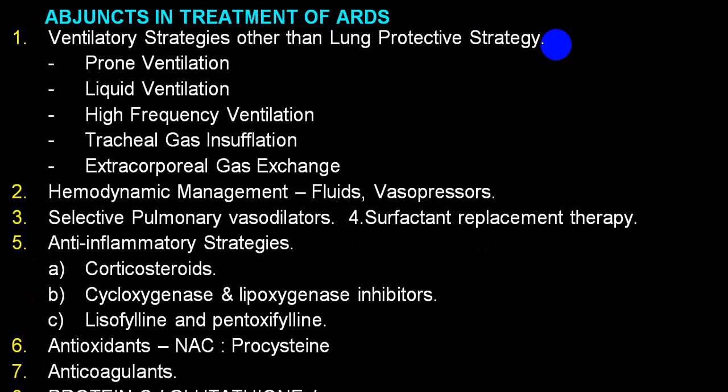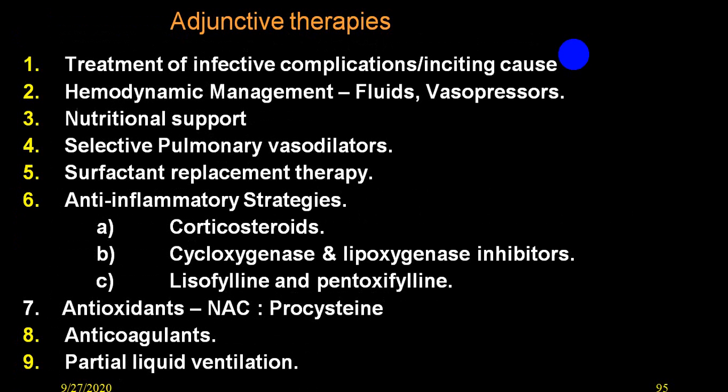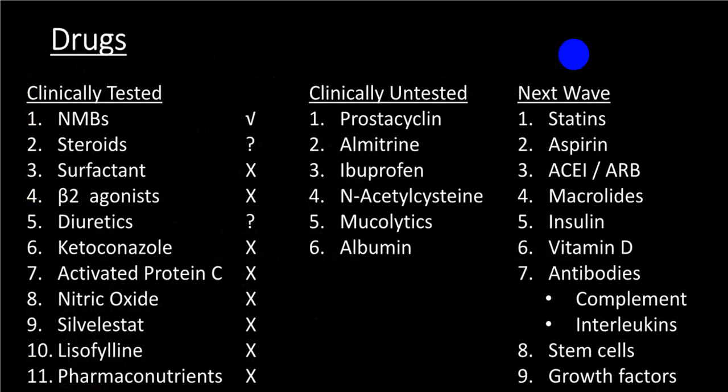These are adjuvant therapy. You can go for fluid, vasopressors. Ventilation we already mentioned. Anti-inflammatory like corticosteroids, cyclooxygenase inhibitors, pentoxifylline, antioxidants, anticoagulants, protein C, glutathione, partial liquid ventilation, anticoagulation. There is a big list. They even give statin, aspirin, ACE inhibitor, insulin, vitamin D, complement, stem cells, growth factor, gene therapy, prostacyclin, ibuprofen, N-acetylcysteine, mucolytic, albumin, etc. But you can understand that if there are multiple choices, none is effective.